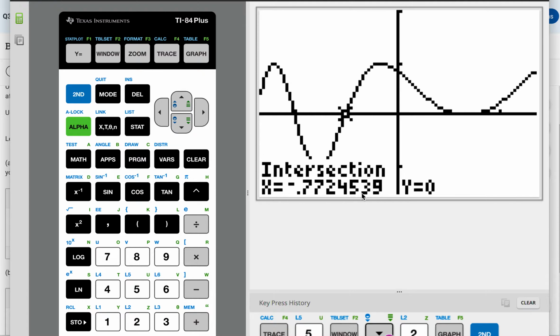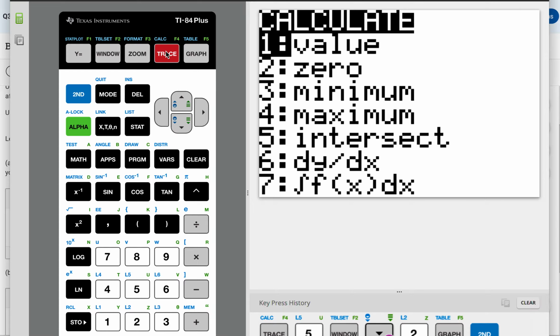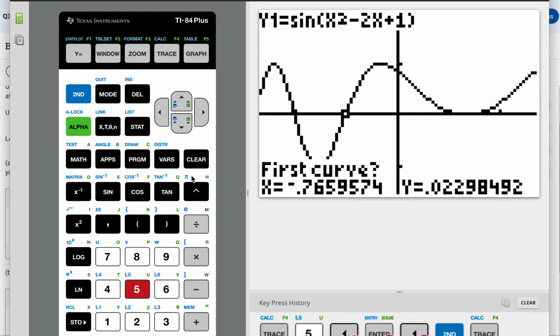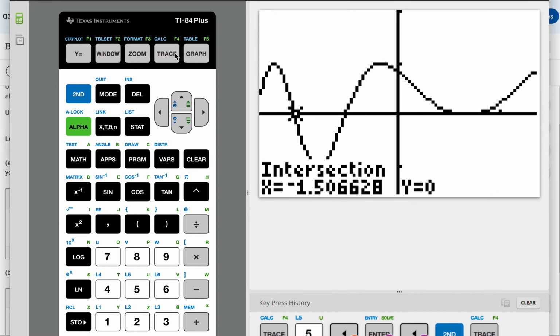Write that down. And then my last one will be over here, so I'm going to get it over there. And I'm going to do the same thing. Second trace, intersect is option 5. Whoops, now I need to move it over. I shouldn't have moved it that time. And there, I'm in the ballpark. I hit enter. I hit enter again. I hit enter a third time, and there it is, -1.507. I would write that, 507. Okay, so I'm going to write those down.